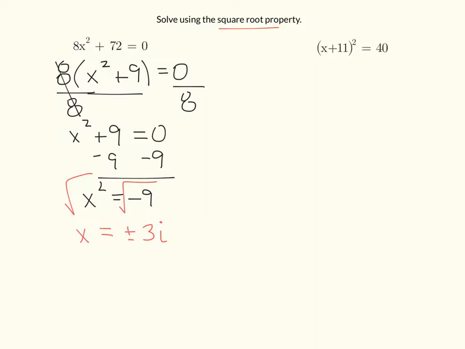Yes, there's another way you could solve this. You could first subtract 72 from both sides. Either way, you're going to get plus or minus 3i as your solutions.